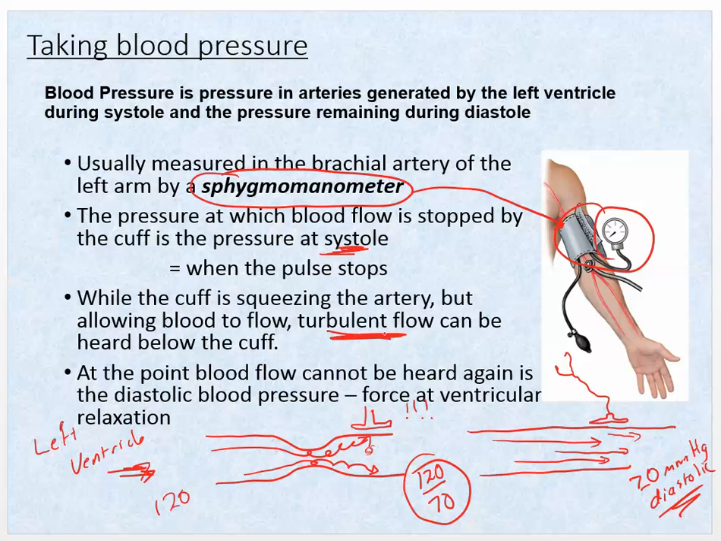While the cuff is still squeezing the artery but allowing the blood flow through, we can hear this turbulent flow. So we listen, and we relieve a little more pressure. Then at the point where we can't hear it anymore, at the exact moment, that's when we know that's as little pressure as these blood vessels will have on them. That's our diastolic. That's the point at which the ventricle is completely relaxed, the pressure that the blood vessels have when the ventricle is completely relaxed.